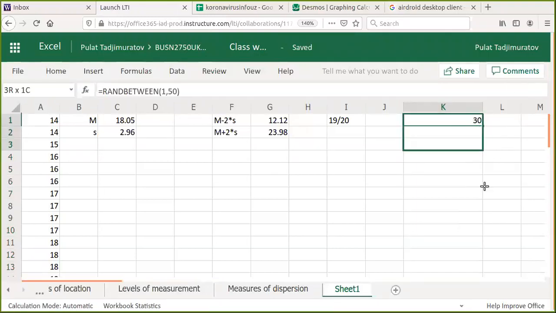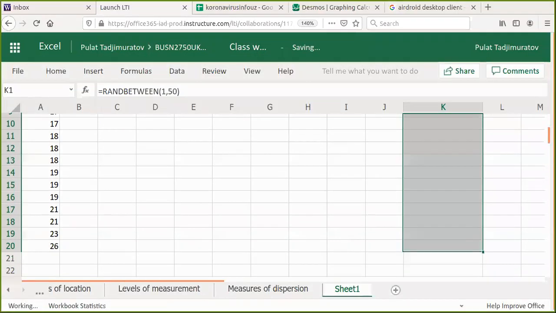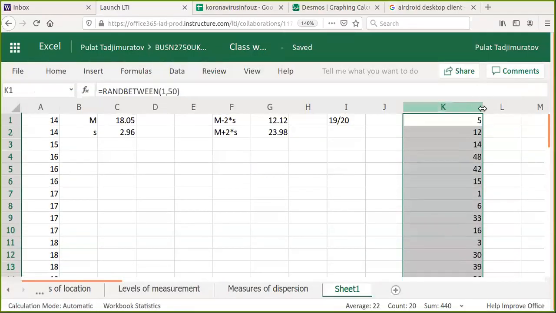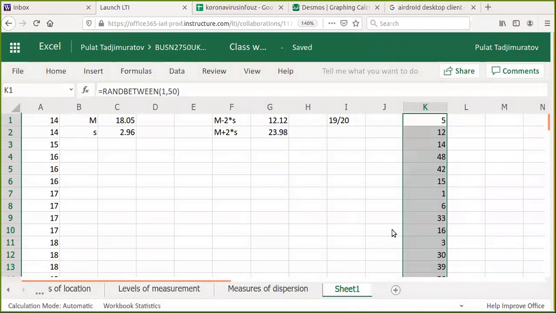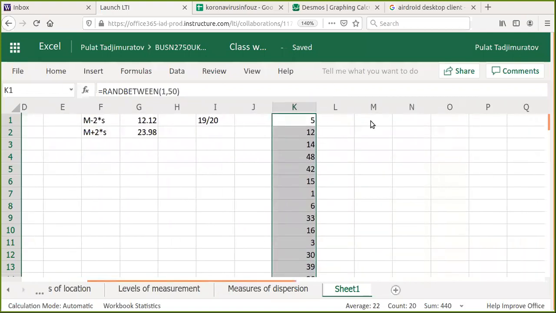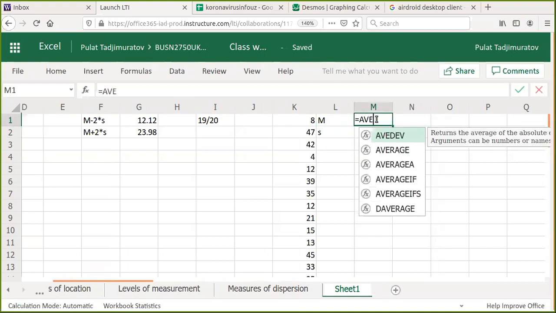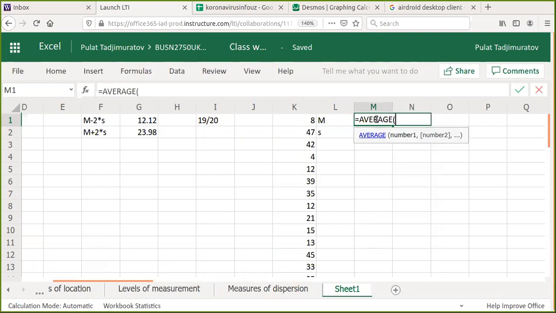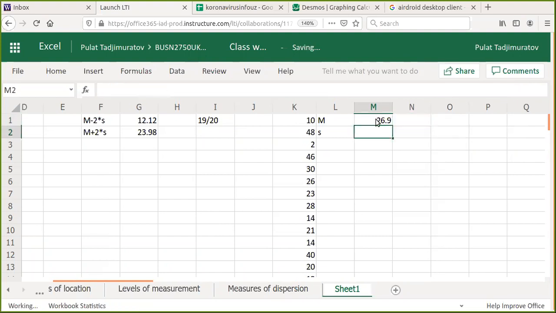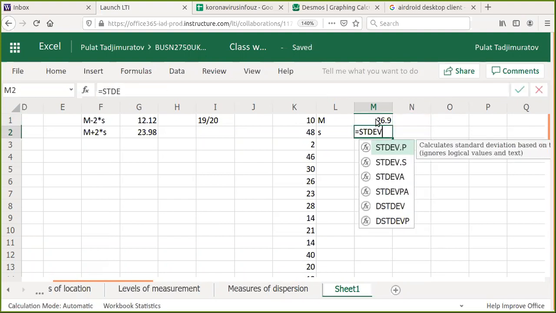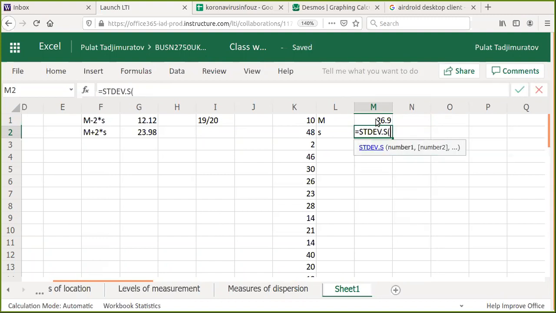So I just asked Excel to create some random numbers between 1 and 50. Again, I'll take 20 of them. I'll calculate mean and standard deviation for those. So mean and standard deviation: average of K1 up to K20 and standard deviation of K1 up to K20.